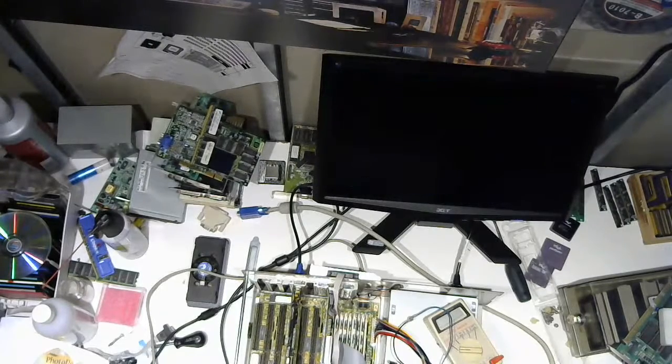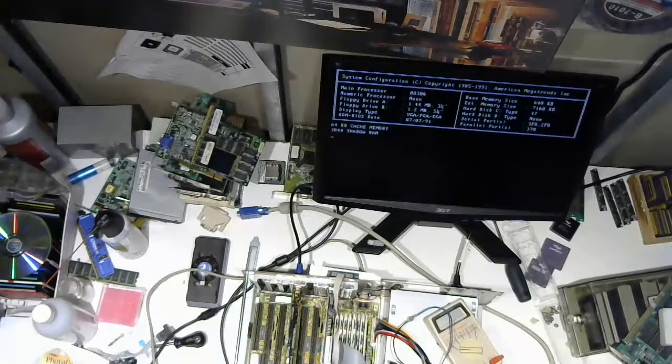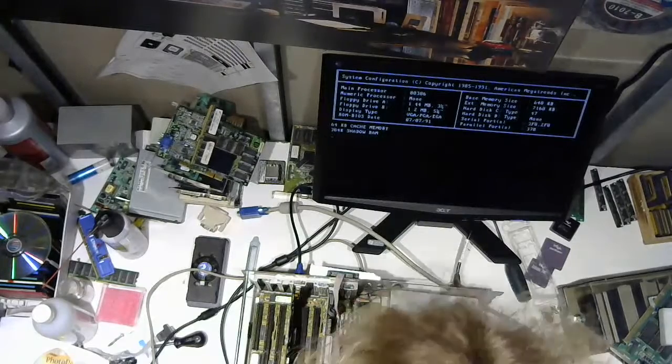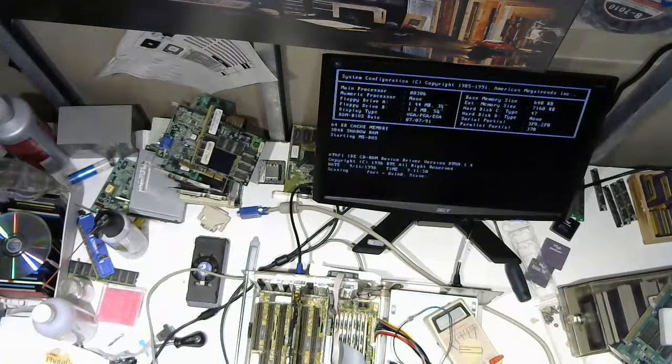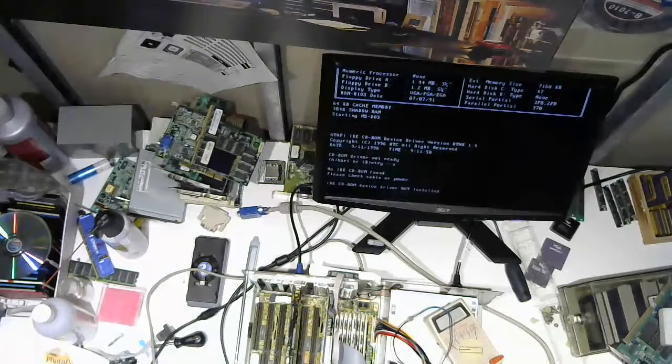Okay. One of my floppies is plugged in backwards because both of the LED lights are on. And it is starting DOS. It's trying to find a CD-ROM. I don't have a power connector for it, so it's going to go.